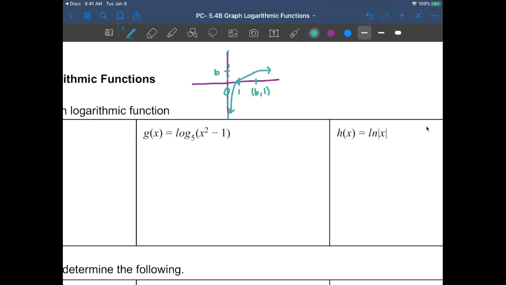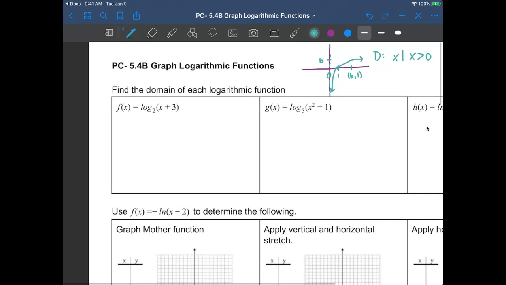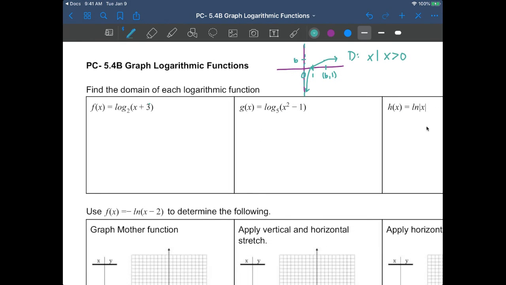Okay, so we can see that the domain of the mother function is x is in R, greater than 0. So when I look at the domains of each one of my log functions, I need to take the input. This part here needs to be greater than 0. So I'm going to set x plus 3 greater than 0. Otherwise, I can't evaluate. So I'm going to go ahead and subtract 3. I get x is greater than negative 3. So as long as I plug in x's that are greater than negative 3, then we are good to go.